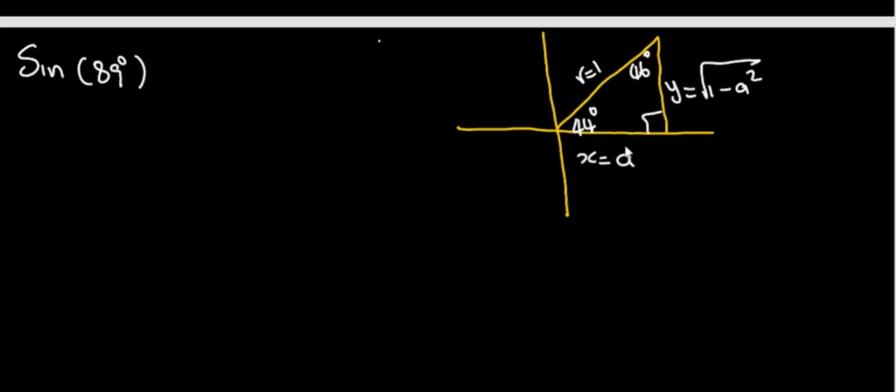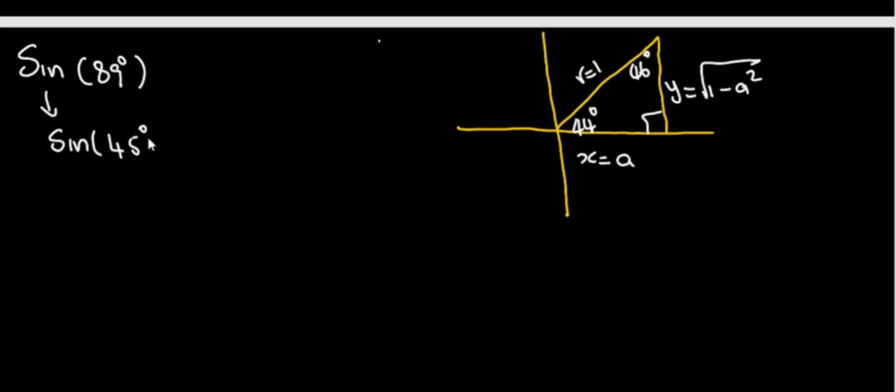Look at this. We know that if I say 89 minus 44, what is your answer? 89 minus 44 gives us 45. So this tells us that we can change this and write it as the sine of 45. I'm happy with 45 because this is a special angle.